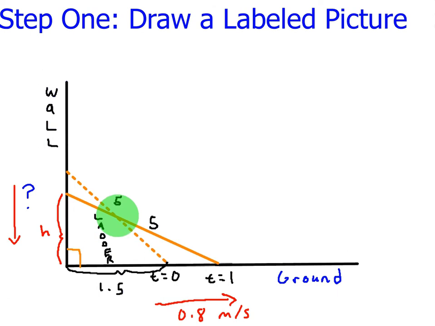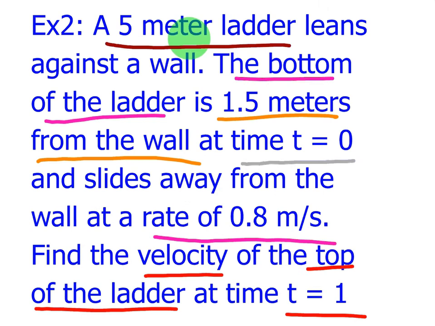Regardless of how it slides, it's going to remain 5 meters. We'll talk about that in a second. But here's the initial position of the ladder. Now after 1 second, the ladder's still 5 meters, right? But at time t equals 1, it's slid away from the wall, okay? We don't know how far, but we know that it's sliding at a rate of 0.8 meters per second because if you read this, it says slides away from the wall at a rate of 0.8 meters per second.